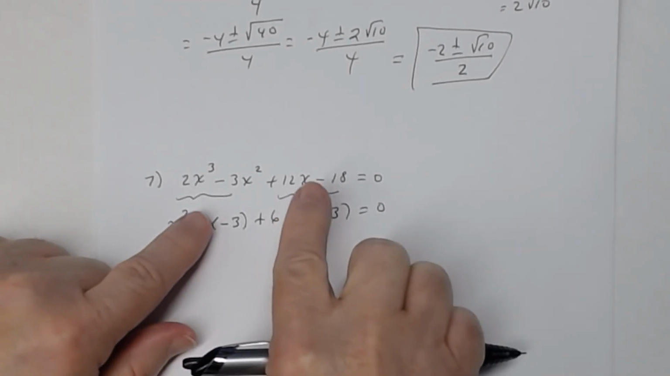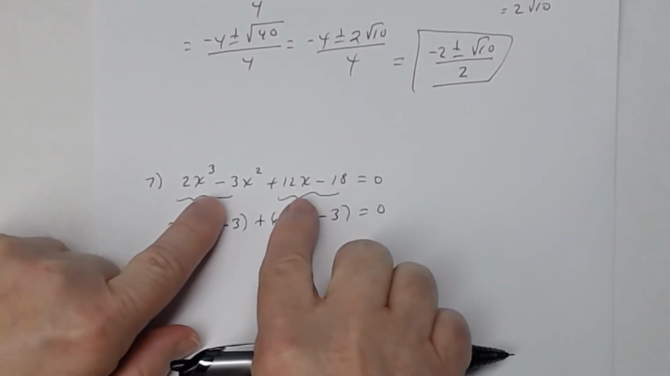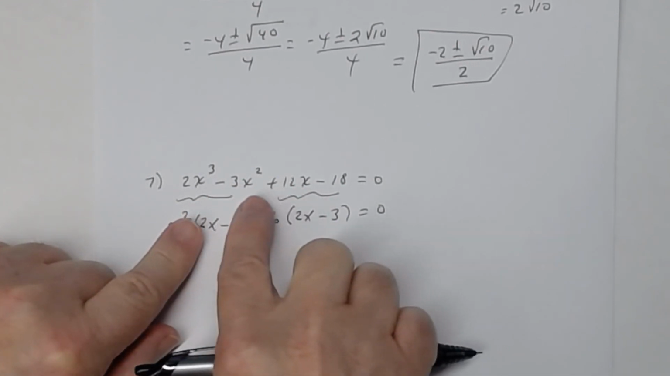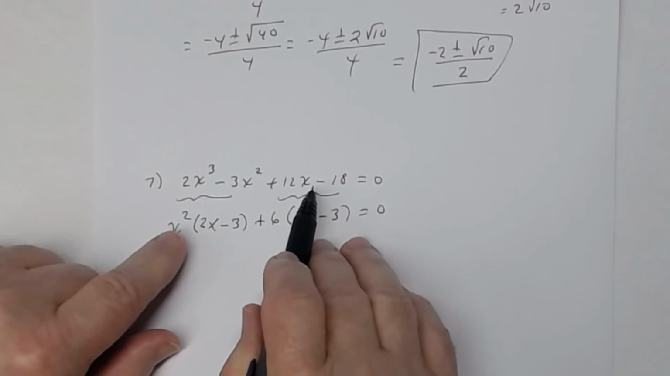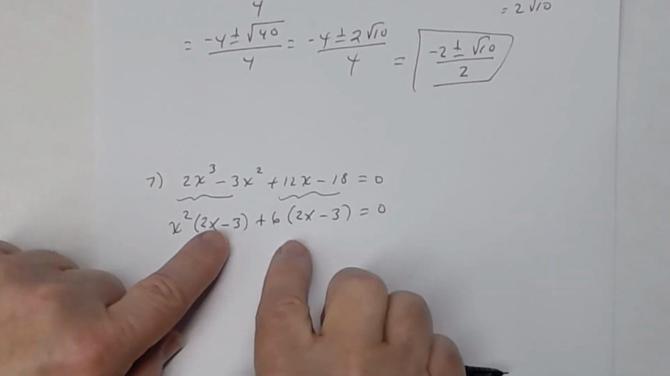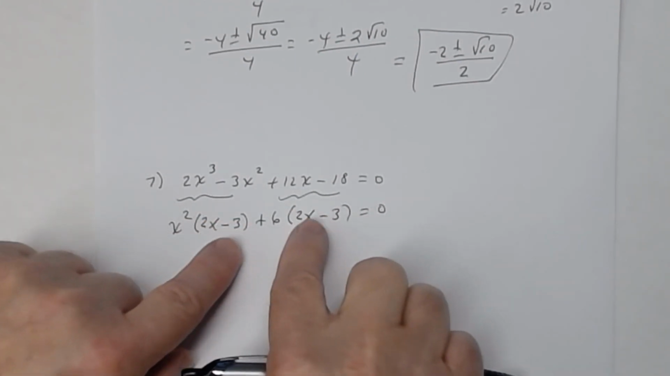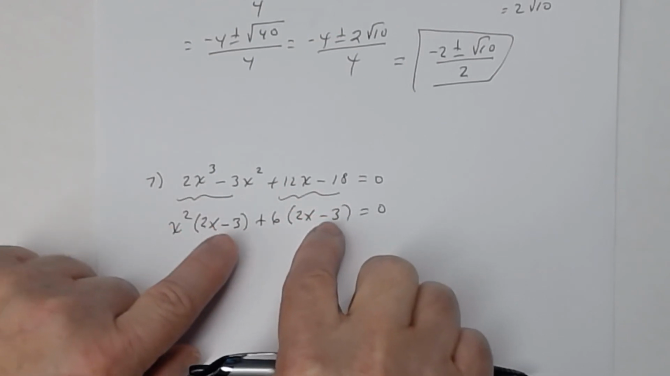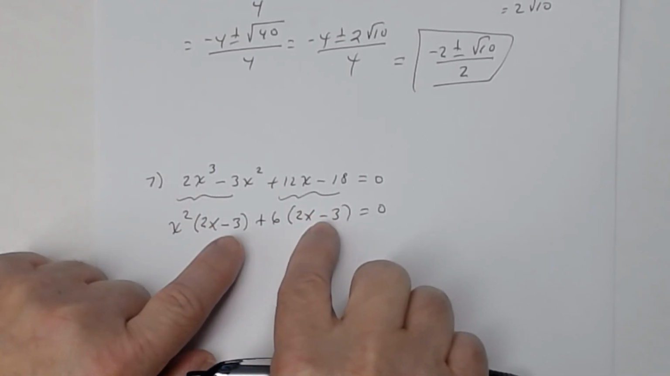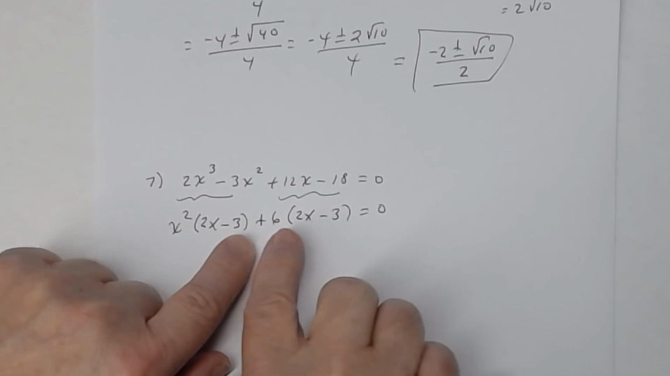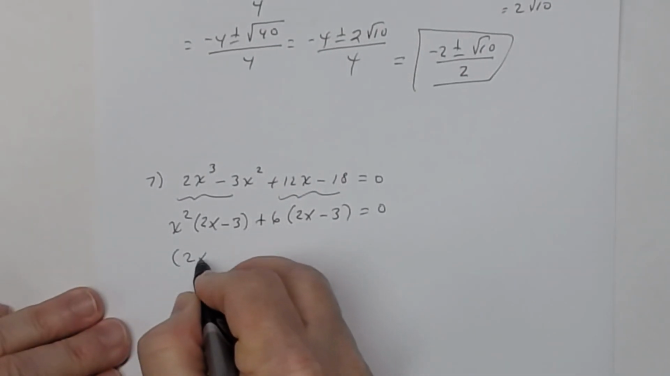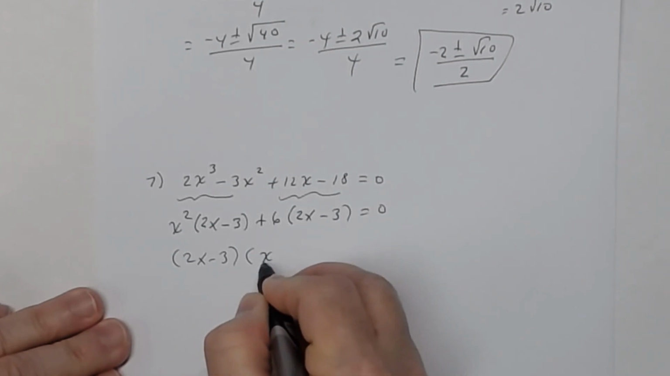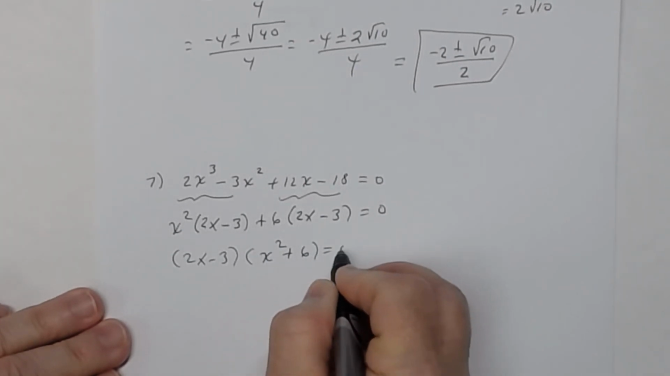Now, if this is being done correctly, in other words, if the expression on the left-hand side is factorable by grouping, then you're going to notice that in these two groups you have a common factor. And in this case, we do. So now we're going to factor out that common factor. You're going to say 2x minus 3 times x squared plus 6. So you have to show that.